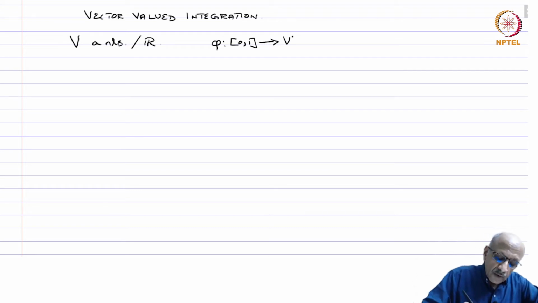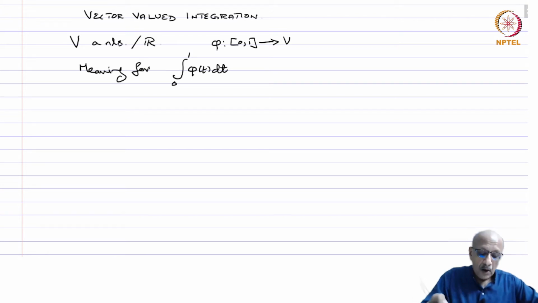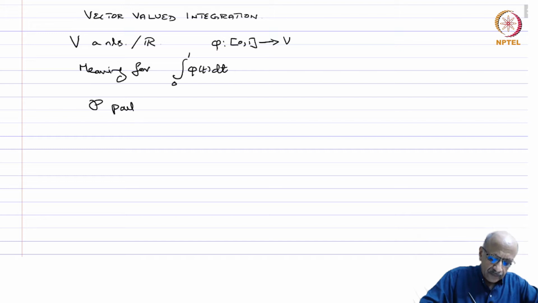So we want to give a meaning to this expression, the integral from 0 to 1 of phi of t dt. So what meaning do we give to this? How do you define such an integral? Okay, so suppose you had just a real valued function. What would you do? You would take a partition P of 0, 1.